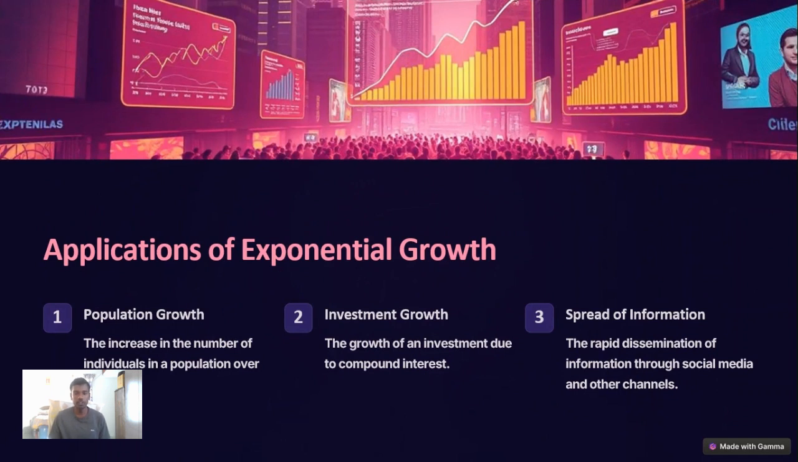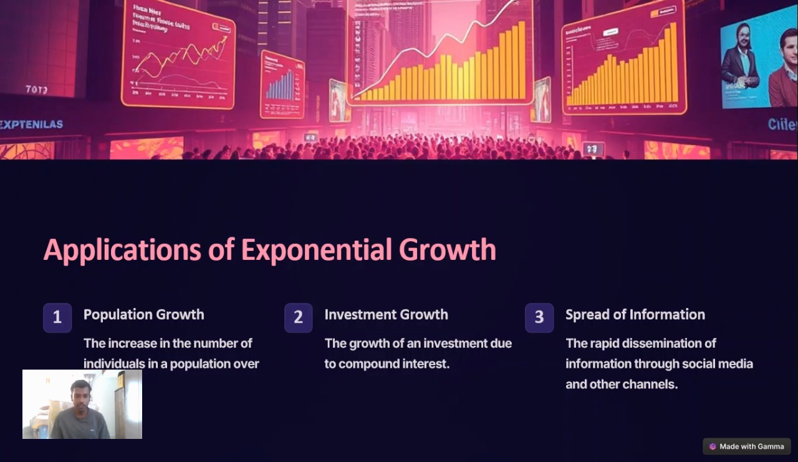Applications of exponential growth. Population growth, firstly, where India is the largest populated country as of now. So how do we calculate that? It is the increase in the number of individuals in a population over time.